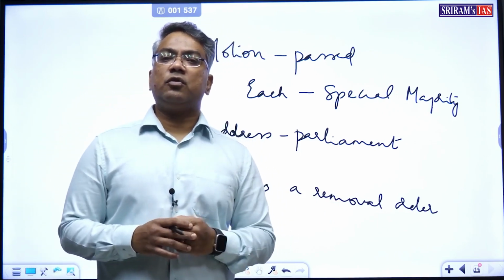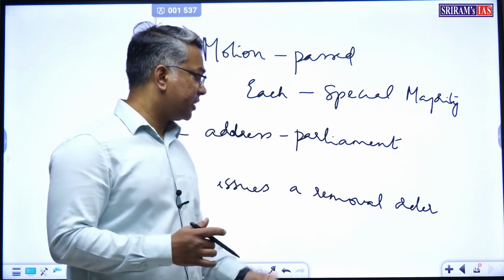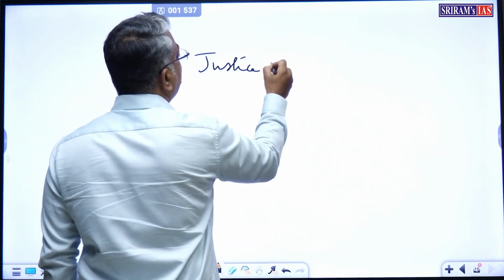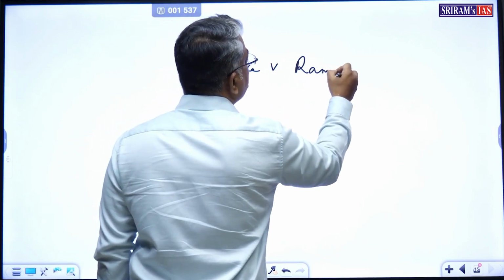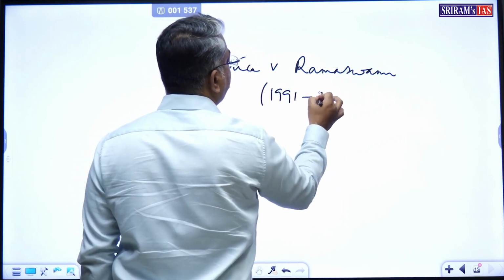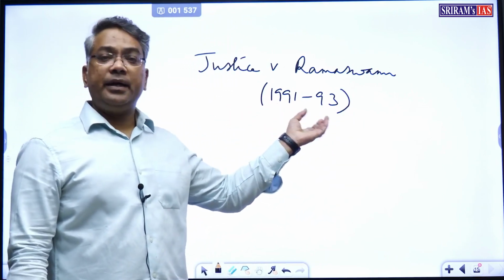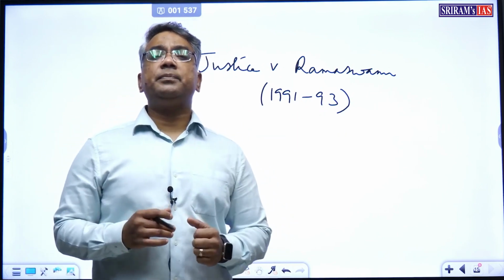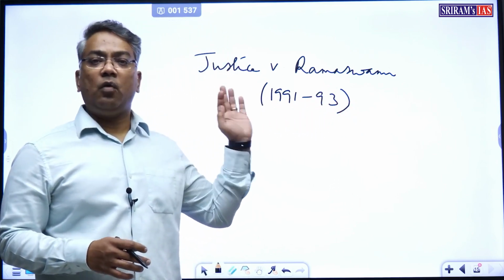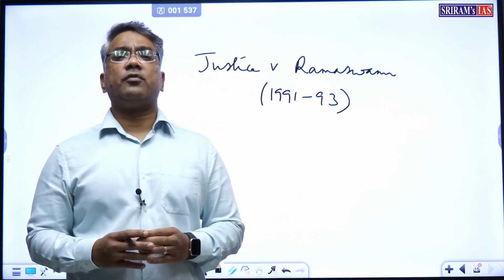It is interesting to know that so far no judge of the Supreme Court has been impeached. The first such case is of Justice V. Ramaswamy, 1991-93, Judge of the Supreme Court. The inquiry committee found him guilty of misbehavior, but the impeachment motion was not passed because the Congress party abstained from voting. So this is the process for removal of the judge of the Supreme Court.